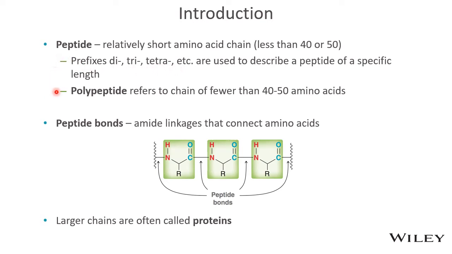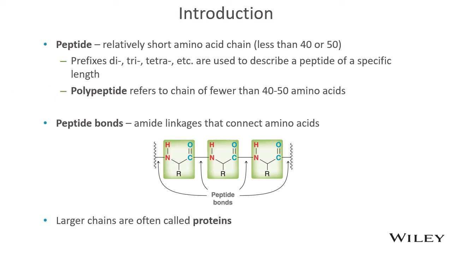Or alternatively, we can use the term polypeptide. And polypeptide refers to a chain that's more than 40 to 50 amino acids. But this term poly just means many. It doesn't specify the exact number of amino acids that are linked together.